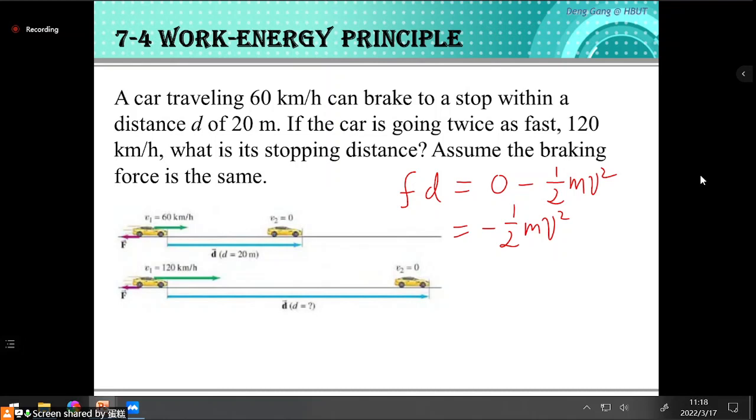So if the speed is doubled, the result should be not only double, but 4 times. So maybe you can calculate by yourself first. What's the stopping distance when you double this speed? Try to calculate this.